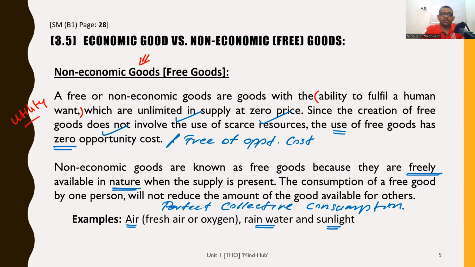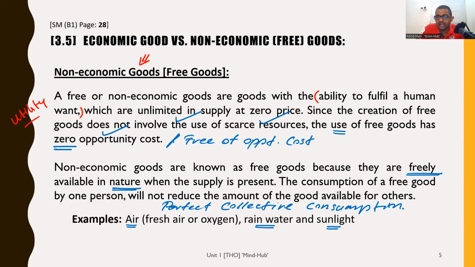So let's be very clear on these simple but very important points: free goods don't have this problem where many people cannot use them at the same time. Free goods, many people can use them at the same time. Perfect collective consumption is possible. And remember, these are available freely when the supply is there.